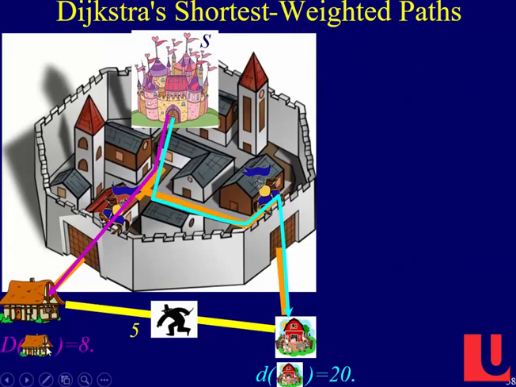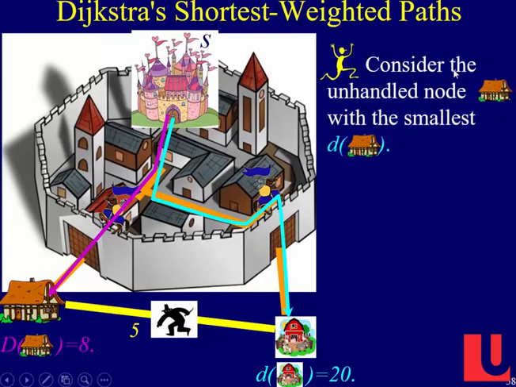So what do we want to do now? We want to handle somebody, right? And who do we handle? The one with the smallest d value. Consider the unhandled node with the smallest d value and handle it. So that's what we're going to do. Everybody follow that? We keep track of all these nodes in a priority queue according to their d values, and we take the one with the smallest d value.